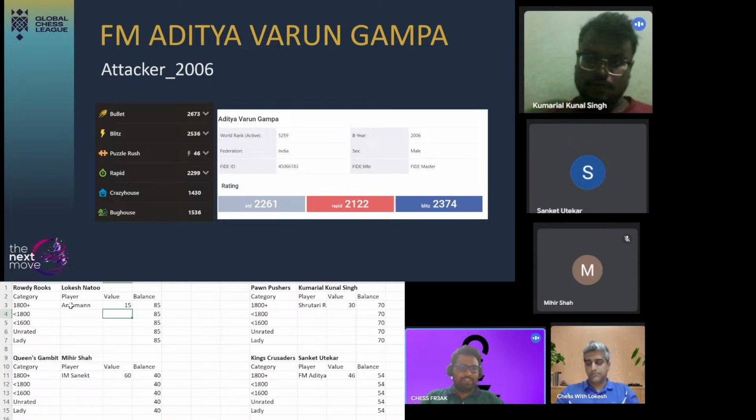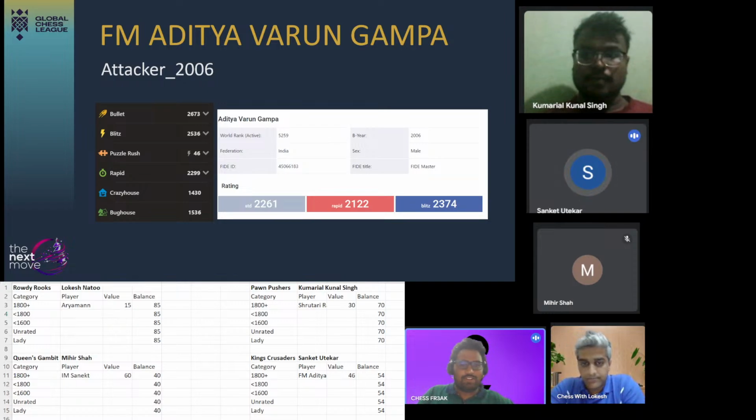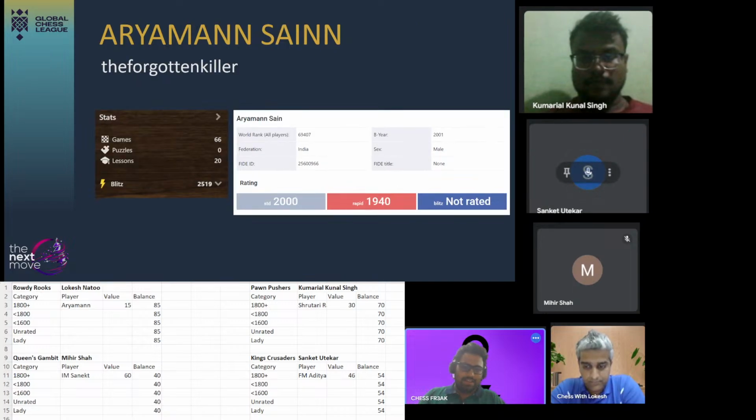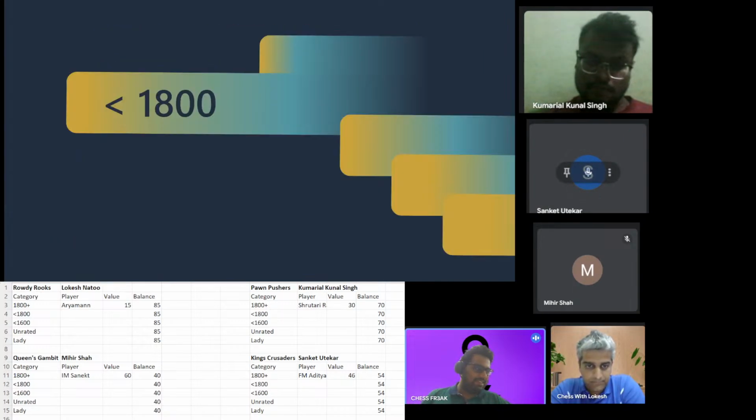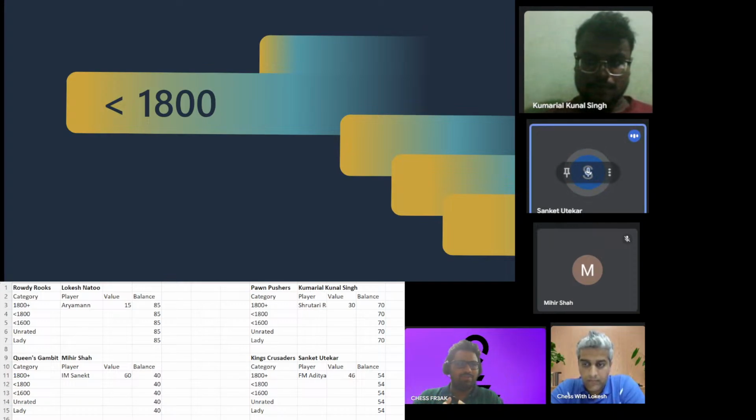So guys, the first segment is over. All the teams have got their marquee players, their icon players so far. And we will talk with the owners after the auction ends, not now. Let's move to the next segment. That is a less than 1800 segment. Let me again have the chits with me right now. Let's see. Sorry.